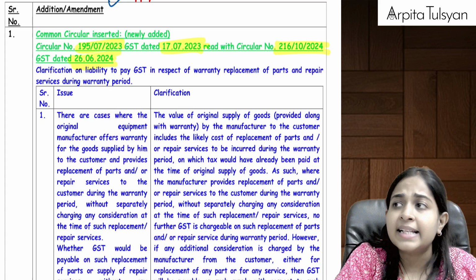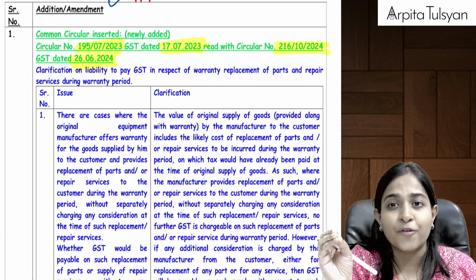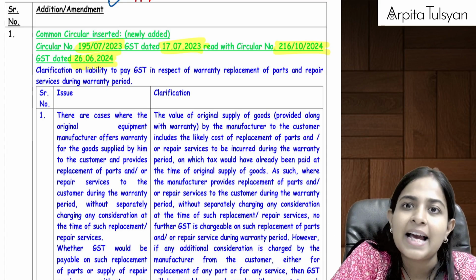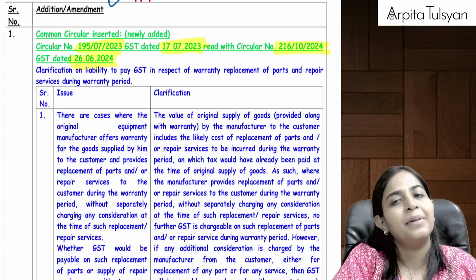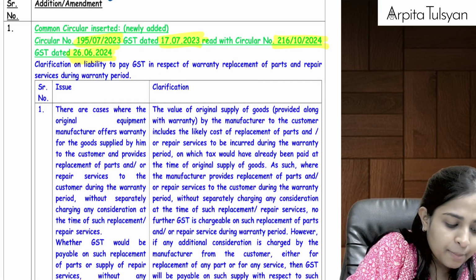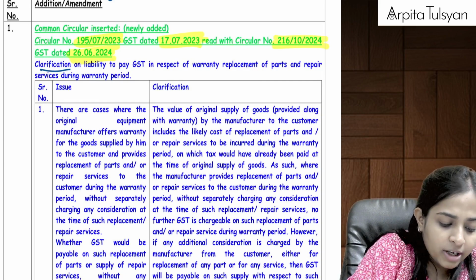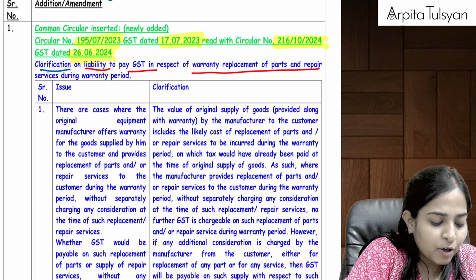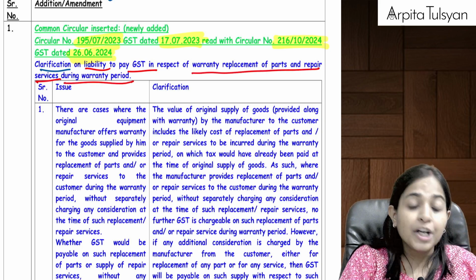Sometimes it happens that they say this part is free, this part you will have to pay, etc. So in that case, is GST applicable or not? That is the clarification above. Now just see the heading, you will come to know: clarification on liability to pay GST in respect of warranty replacement of parts and repair services during warranty period.